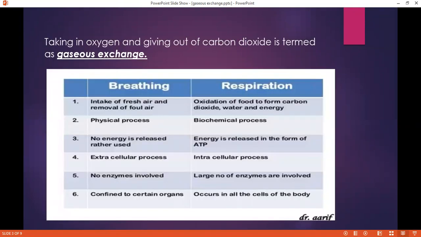Okay, so if we talk about gaseous exchange, the definition of gaseous exchange is taking in oxygen and giving out carbon dioxide. In gaseous exchange, basically two processes are going on in your body, which are breathing and respiration.